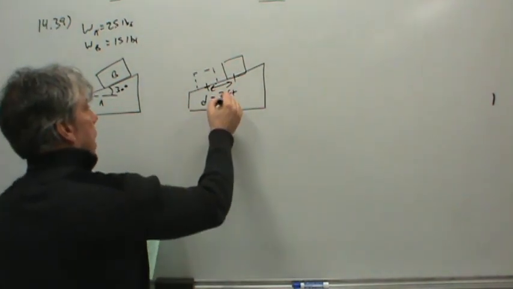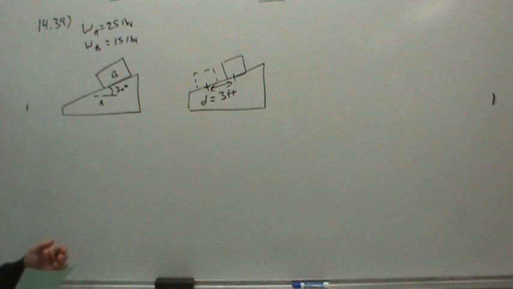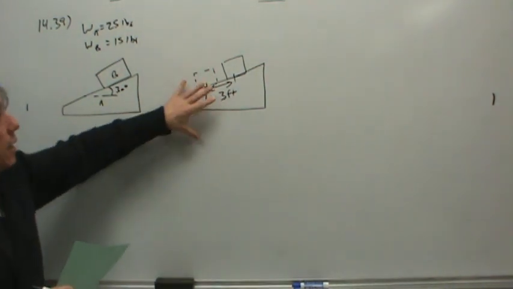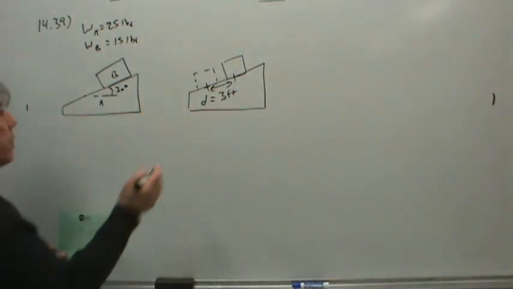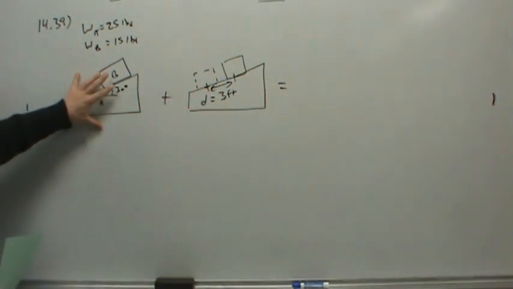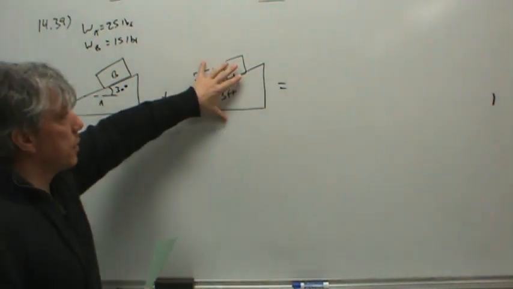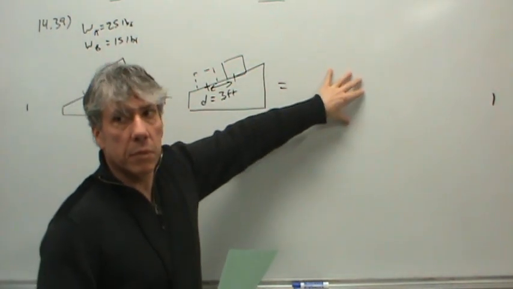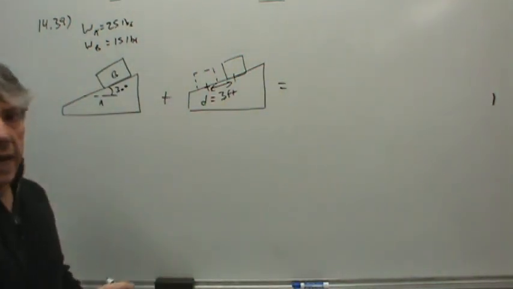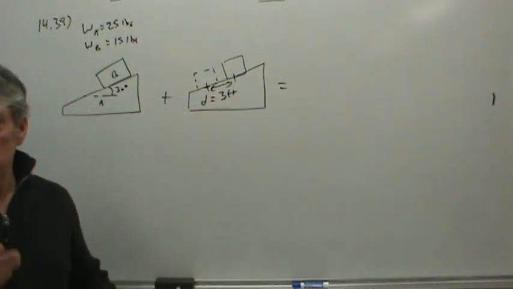However, I'm also going to make this... how can I explain this? I'm going to basically set up an equation in pictures, if you will, where the initial momentum plus the impulses cause the final momentum. Does that make sense? In other words, there are impulses that are going to act that will change the momentum of these two bodies.